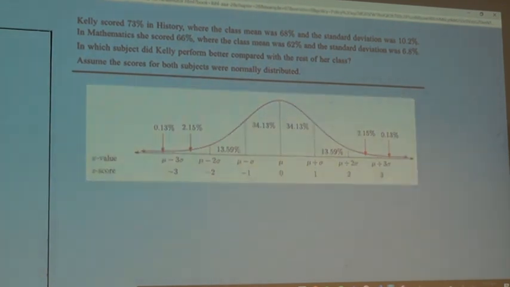In this example, we want to compare a student's results for history and mathematics. If we assume the class results for each subject are normally distributed, we can compare the student's results by calculating their z-score for each class. In history, the student scored 73%, the class mean was 68%, and the standard deviation was 10.2%. We substitute these values into the z-score formula. Their z-score for history is about 0.490.